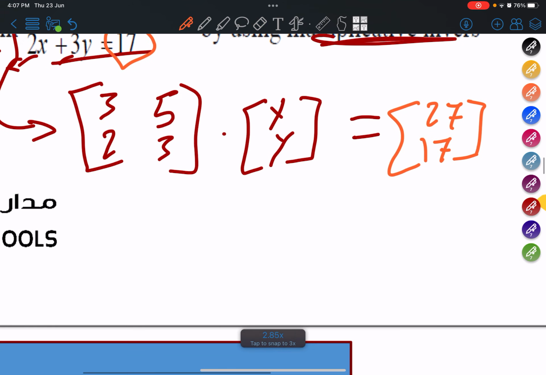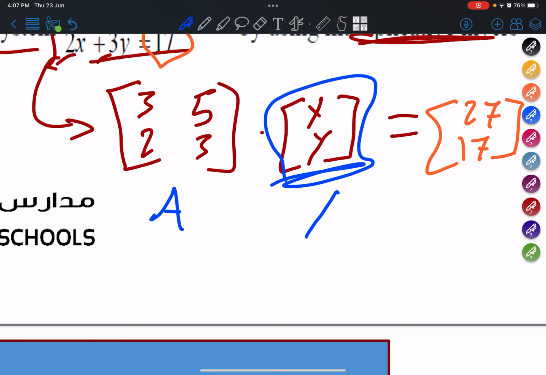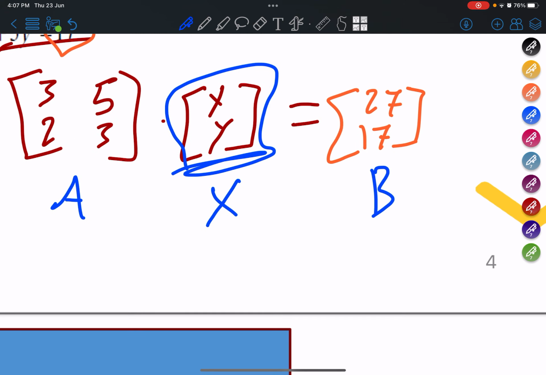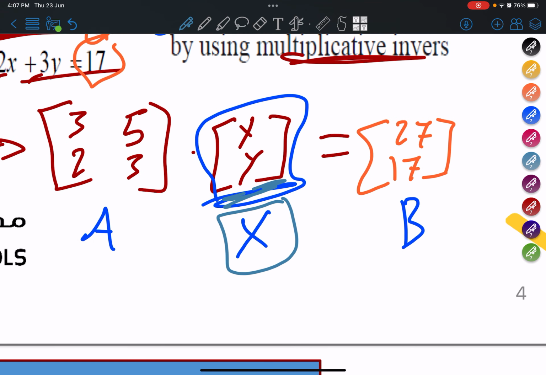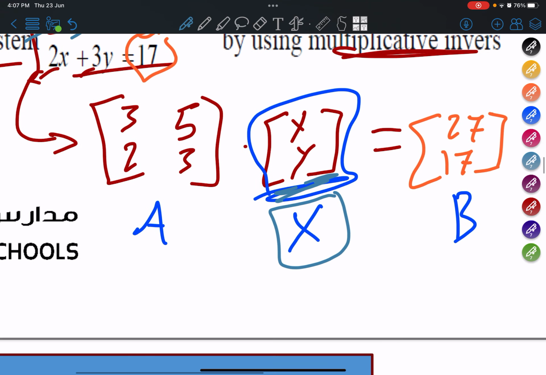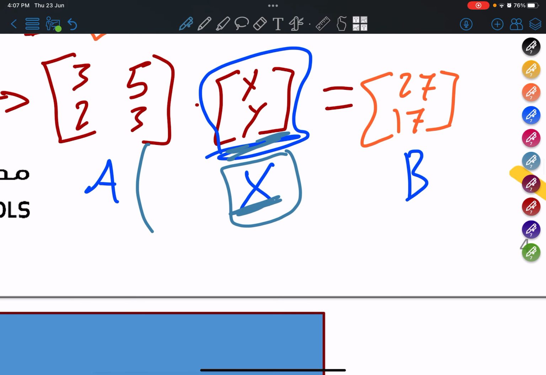So what essentially we want to do is, let's label first this matrix as A, this entire matrix as X, and this matrix as B. So we want the value of matrix X, which will give us both x and y. And how will we do that? We want to separate it and isolate it. So we'll have to get A to the other side. We'll have to divide both sides by A.